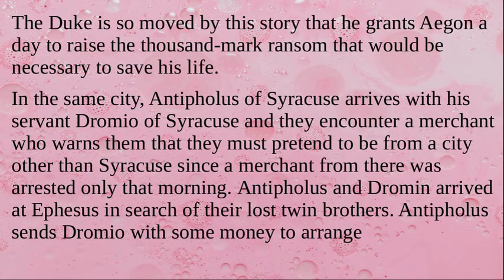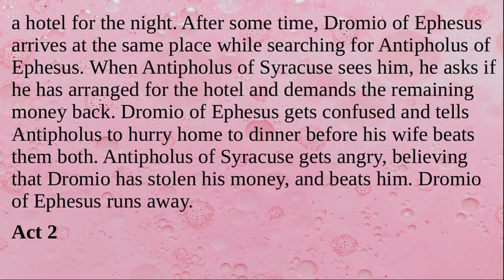Antipholus and Dromio arrived at Ephesus in search of their lost twin brothers. Antipholus sends Dromio with some money to arrange a hotel for the night. After some time, Dromio of Ephesus arrives at the same place while searching for Antipholus of Ephesus. When Antipholus of Syracuse sees him, he asks if he has arranged for the hotel and demands the remaining money back. Dromio of Ephesus gets confused and tells Antipholus to hurry home to dinner before his wife beats them both.